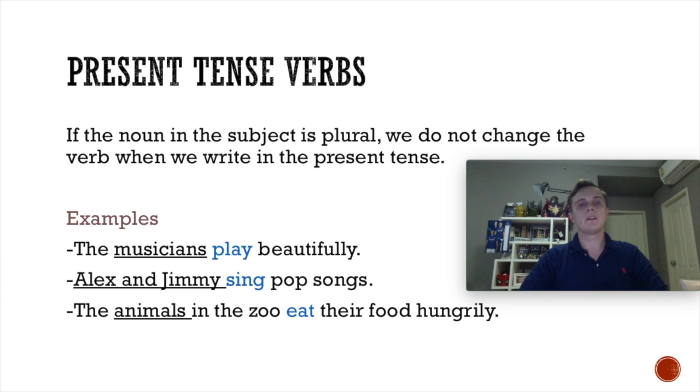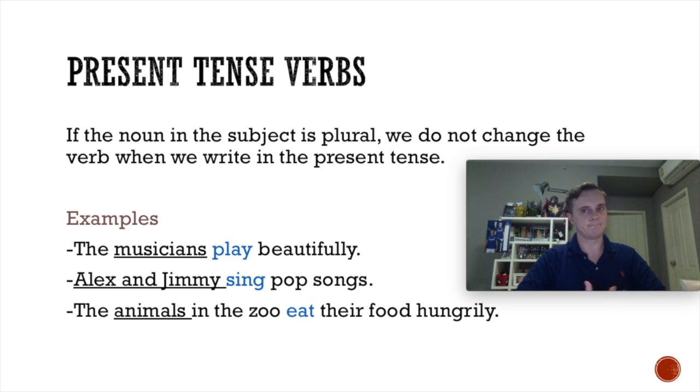Okay, so sometimes we need to change the verb and sometimes we do not. Now, if the simple subject is plural, we don't change the verb in the present tense. So let's look at our examples. The musicians play beautifully. So, in the subject, we have the noun, or simple subject, musicians. That means there's more than one musician. We have a plural noun in the subject. So we don't change the verb play.